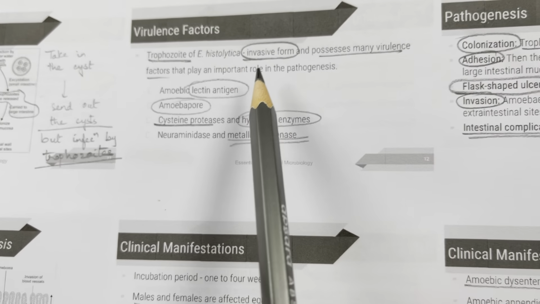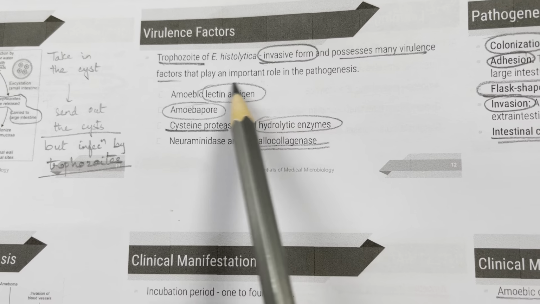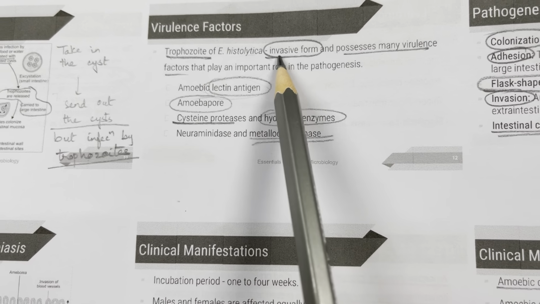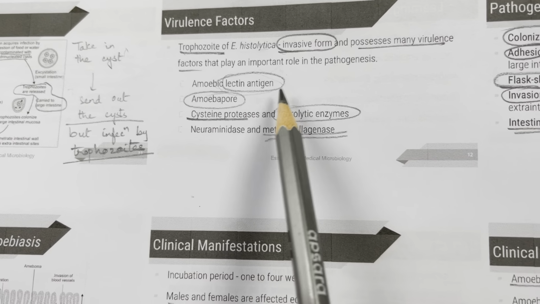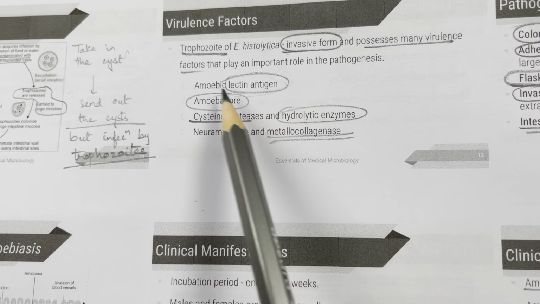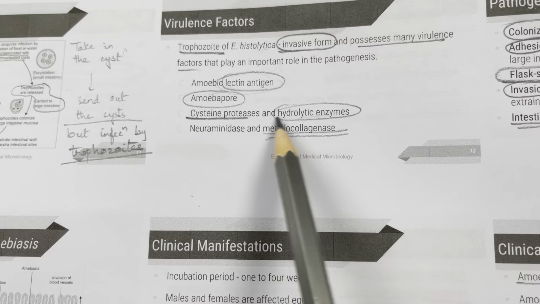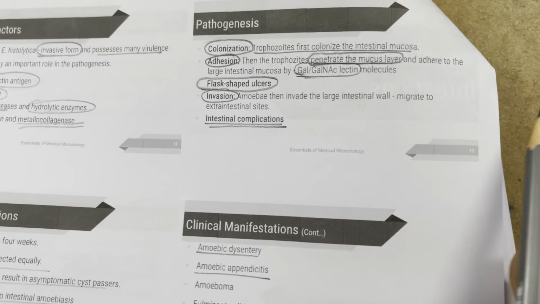So virulence factors, what are they? You have the amoebic lectin antigen. Trophozoite form is the invasive form. So you take in the cyst, send out the cyst, but infection is by trophozoites. So amoebic lectin antigen, amoebapore, cysteine proteases, and hydrolytic enzymes, and collagenases.